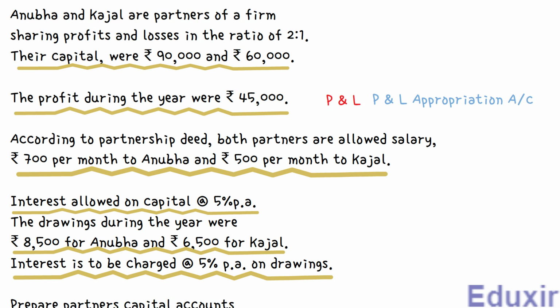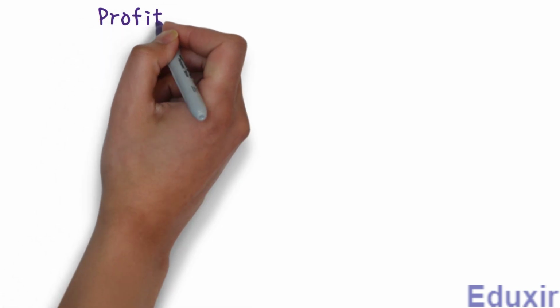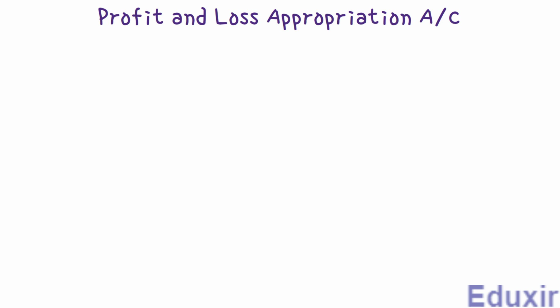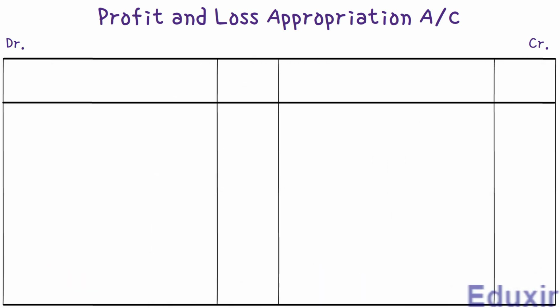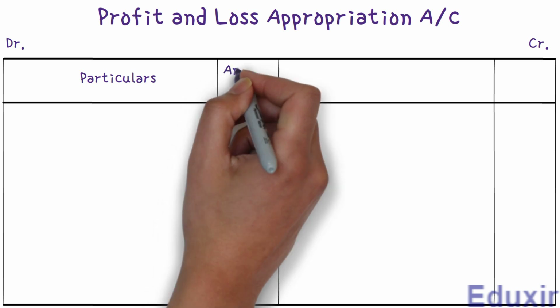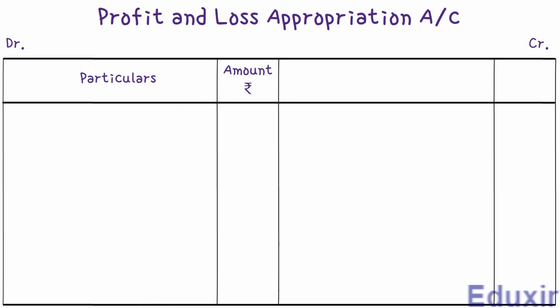But let's first prepare the format for the profit and loss appropriation account as it is not yet prepared. Let's first write the title as profit and loss appropriation account. Let's then write the headers DR and CR to designate the debit and credit sides respectively. Let's now have the individual columns for particulars, amount in rupees on the debit side. Let's have the same columns on the credit side also.